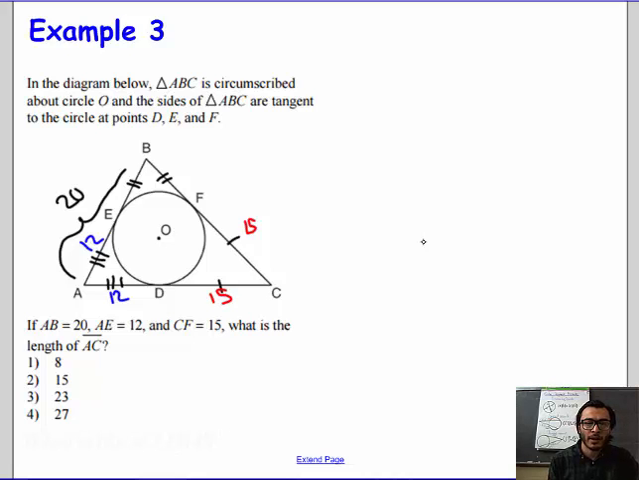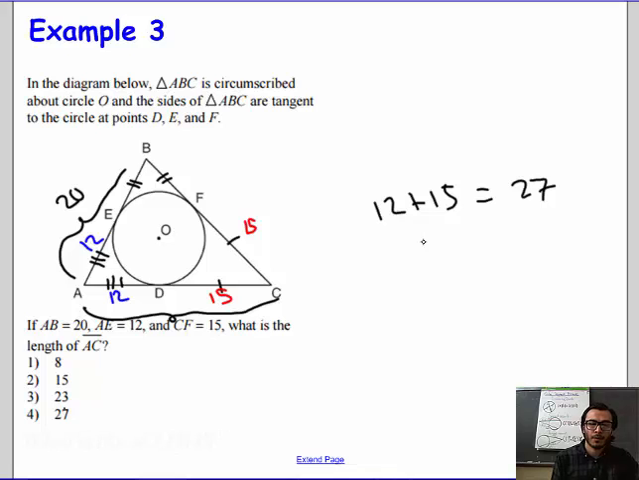And now it says, what is the length of AC? Well, to get AC, all we have to do is just add the 12 and the 15. And 12 plus 15 is equal to 27. Choice 4 is the answer. So, we were told AB is 20. We were told that AE is 12, so this is 12. This has to be 12. Tangents from the same external point. We were told CF is 15, so if that's 15, this is 15. They want AC, just add these two segments that make up AC.